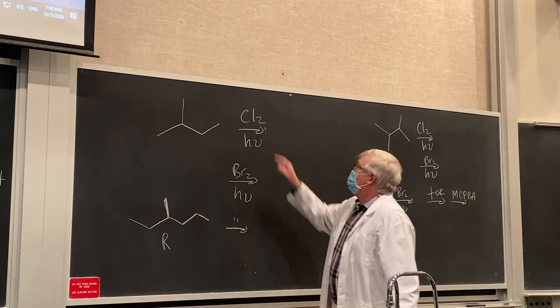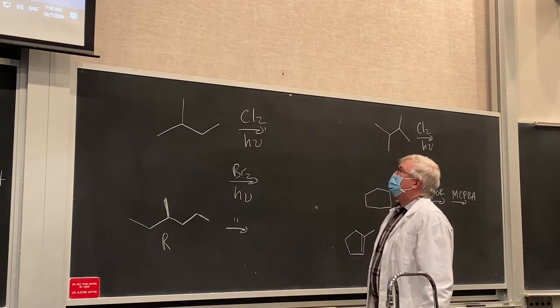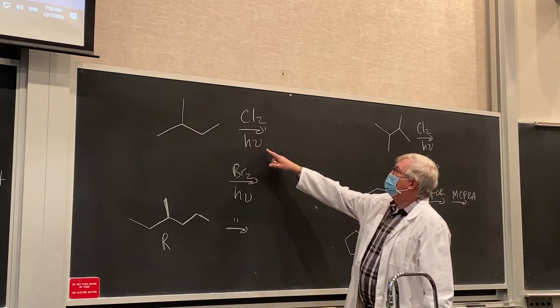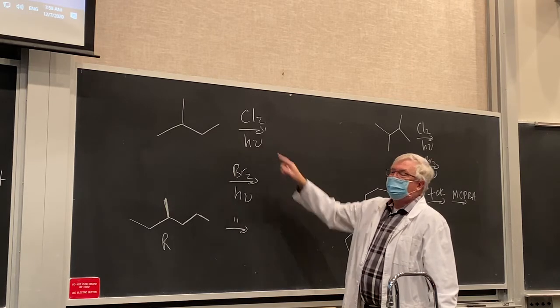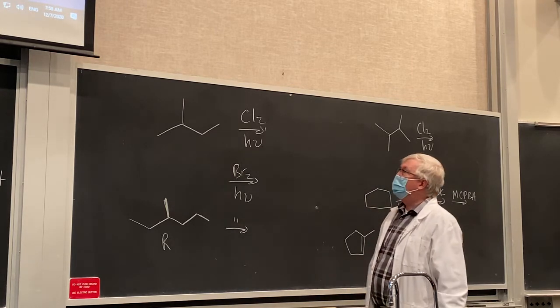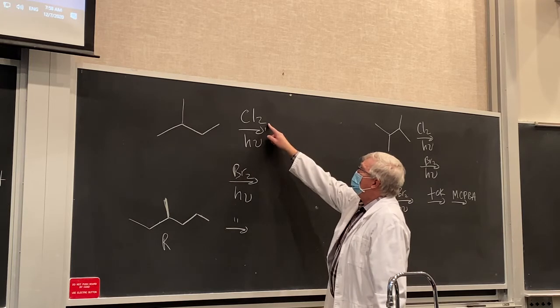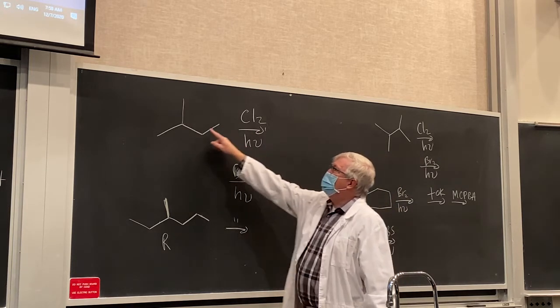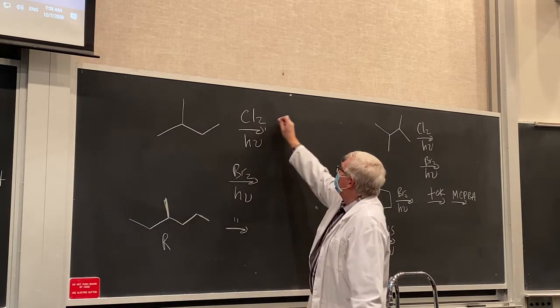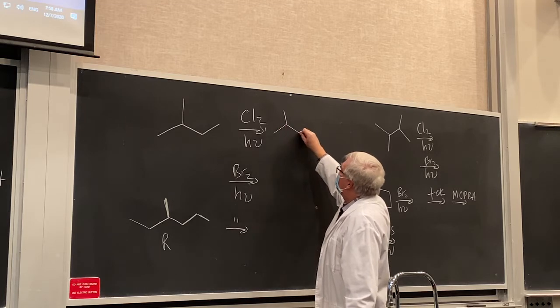2-methylbutane, and we're chlorinating it. The arrow shows molecular chlorine, Cl2, and what's H nu again? Light. So we're shining light on it, initiating a radical reaction. And this implies one equivalent here, but remember, chlorine is not very selective. So we're going to get a variety of monochloro products.